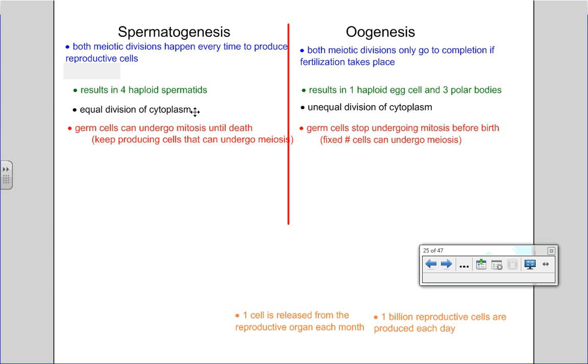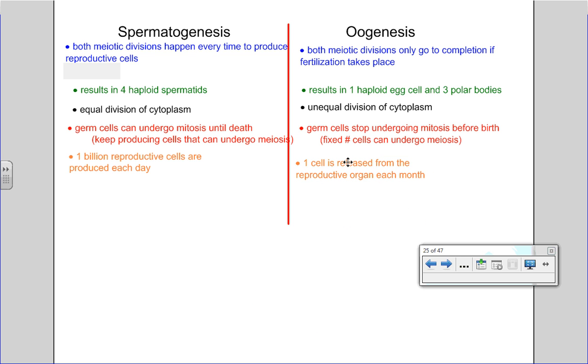Last one, 1 billion reproductive cells are produced each day. That would be spermatogenesis. 1 cell is released from the reproductive organ each month. That would be for the female, oogenesis.